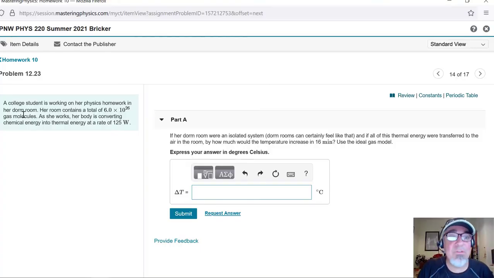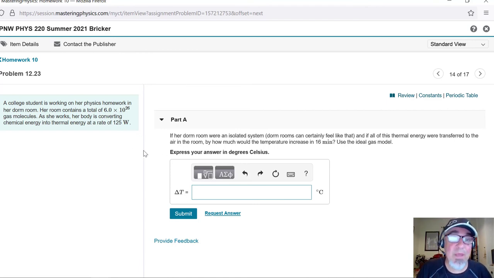Okay, a college student is working on her physics homework in her dorm room. Her room contains a total of 6 times 10 to the 26th gas molecules. As she works, her body is converting chemical energy into thermal energy at the rate of 125 watts. So remember, a watt is a joule per second. So every second, we've got 125 joules being converted, chemical energy into thermal energy.